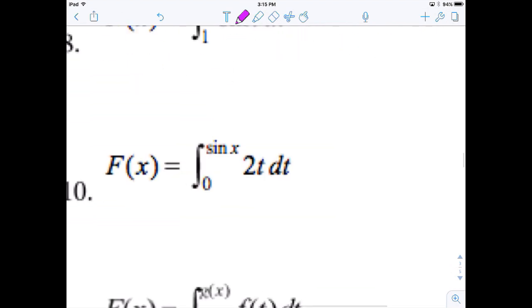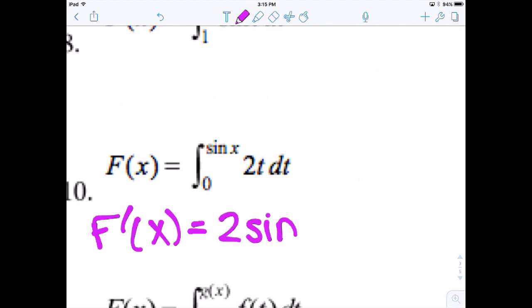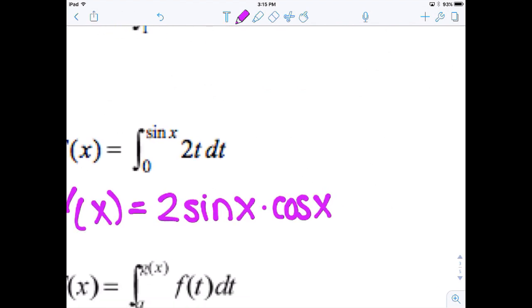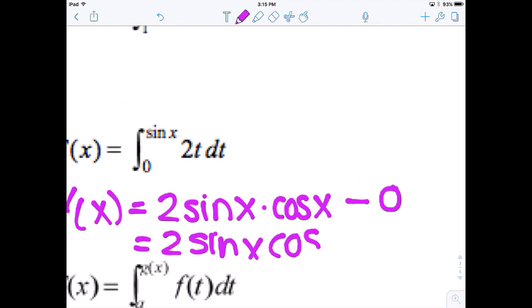Now let's look at this one. So this same function, different bounds, so f prime would be 2 times the upper bound times the derivative of the upper bound, which is cos. And we can start to see that, okay, this would be 2 times the lower bound times the derivative of the lower bound, which would be 0. So this is just 2 sine cos.